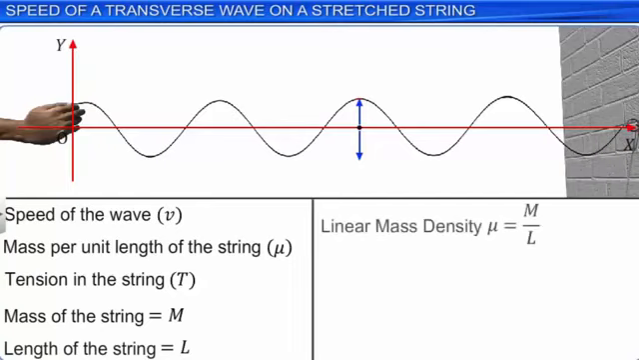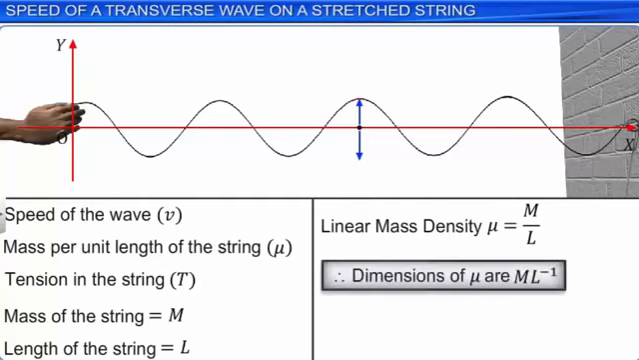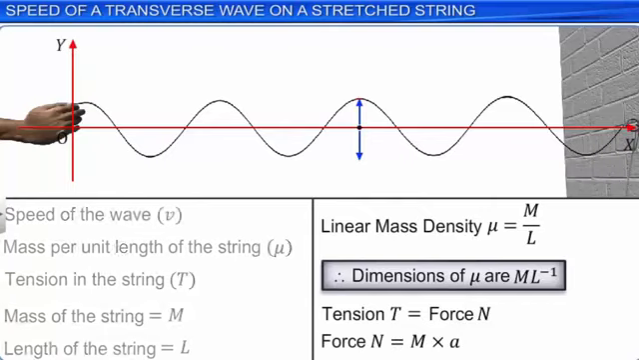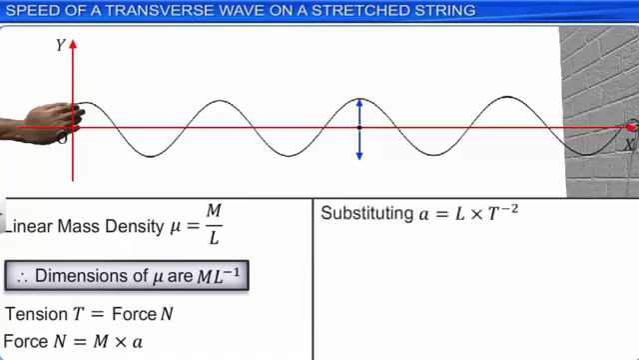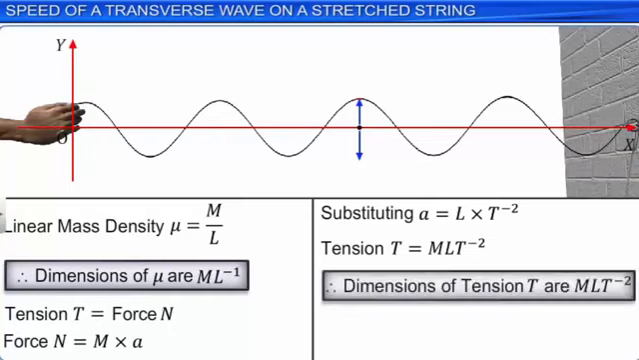Tension T in the string is equal to the applied force. Force is the product of mass and acceleration. Substituting, the dimensions of acceleration are equal to the product of L and T raised to the power minus 2 in the above equation. This is equal to the product of M, L and T raised to the power minus 2. Therefore, the dimensions of tension T are M, L and T raised to the power minus 2. Velocity is expressed in meters per second. Hence, velocity can be equated to L into T raised to the power minus 1. Therefore, the dimensions of velocity are L into T raised to the power minus 1.